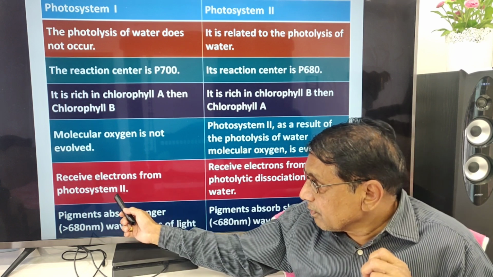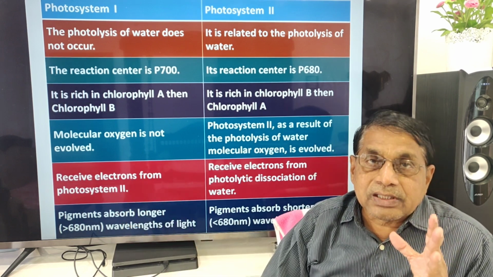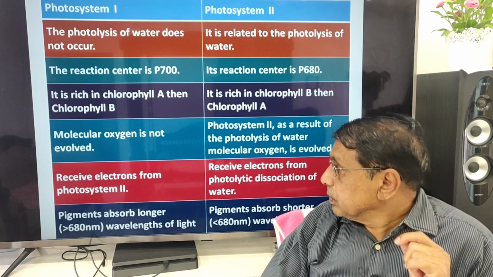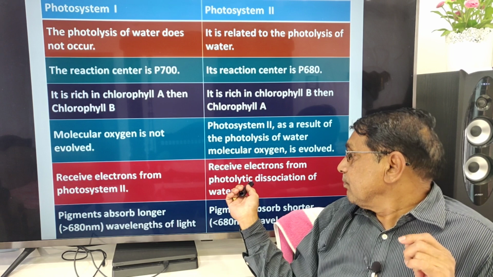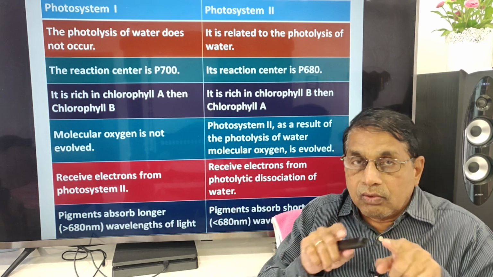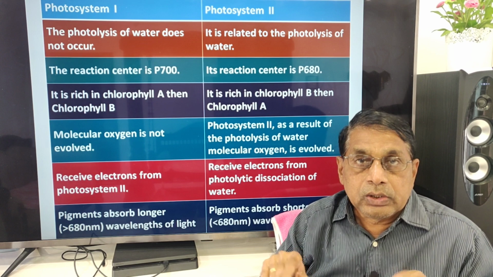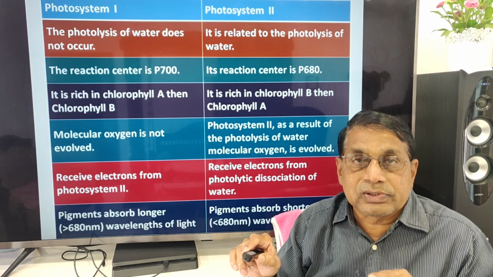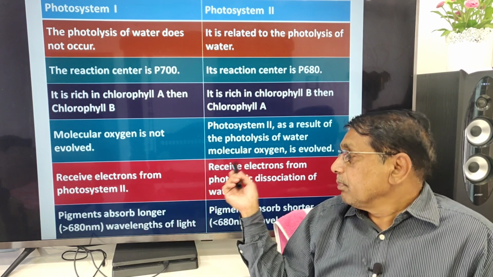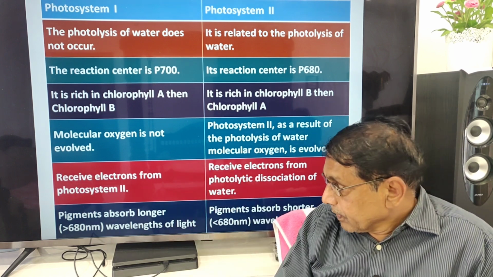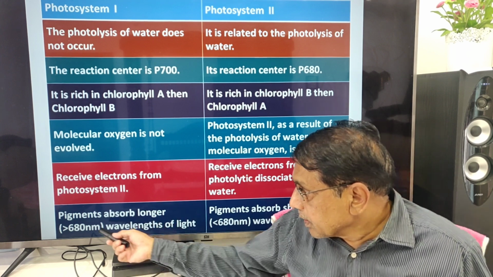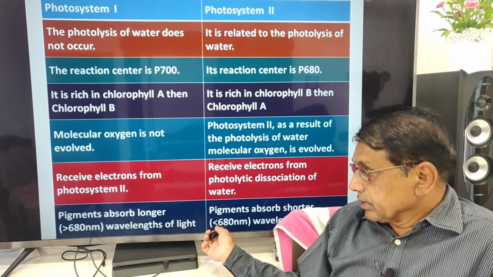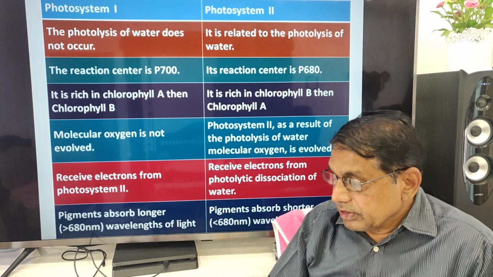Photosystem 1 receives the electrons from photosystem 2. The electrons that are required for photosystem 1 come from photosystem 2. Here, photosystem 2 receives electrons from the photolytic dissolution of water. Water undergoes splitting, as I said, 2H2O giving rise to 4 protons, 4 electrons and 1 molecule of oxygen. Those electrons are taken by photosystem 2. Photosystem 1 pigments absorb longer wavelength light, beyond 680 nm. Photosystem 2 pigments absorb shorter wavelength, less than 680.